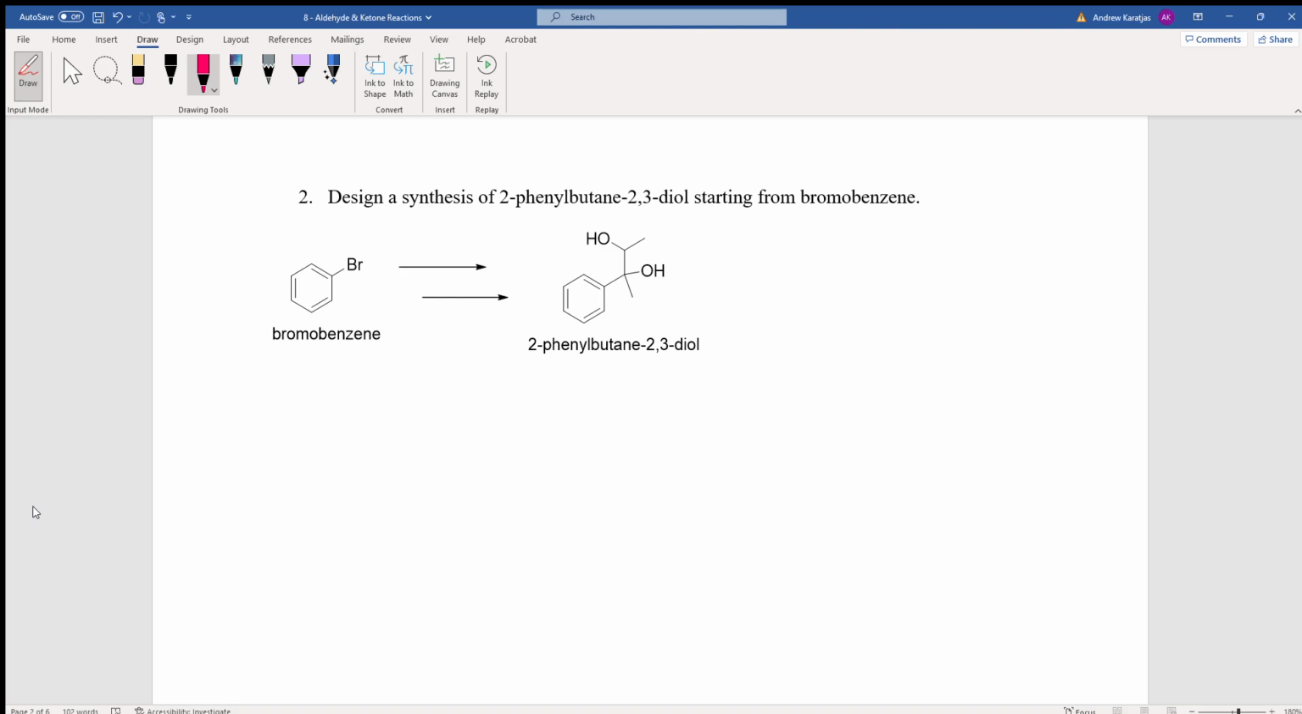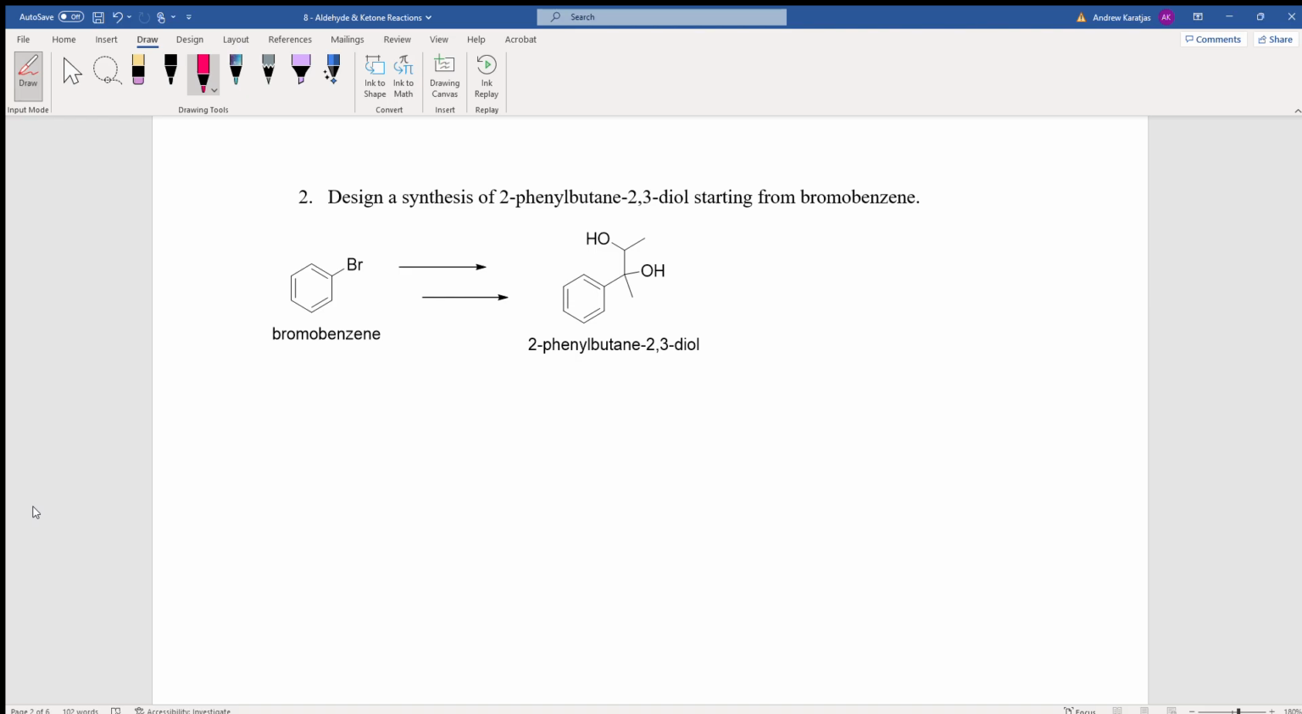All right, from here we can get into some synthesis. And we're going to go about these the same way we normally do. We're going to approach them retrosynthetically, but as we do each step retrosynthetically, we'll go ahead and fill in the reagents at the same time.